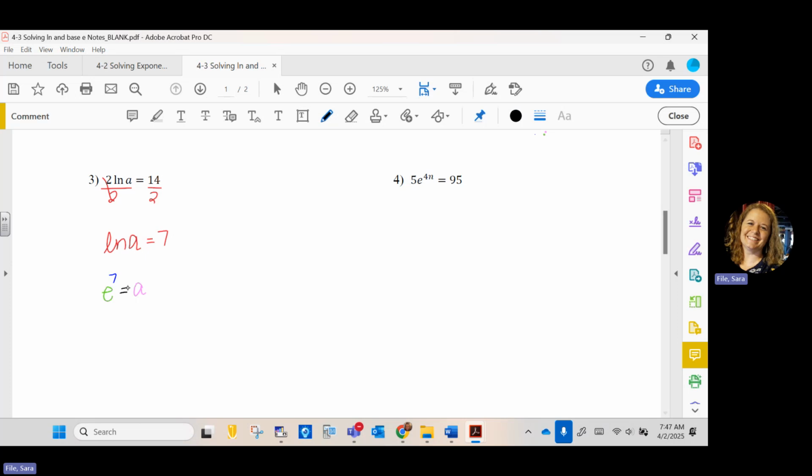Now my variable is isolated. I can just leave it like this. This is the exact solution, e to the 7th power. If they ask you to round it though, you can plug that into Desmos and calculate it, and this is what you get.